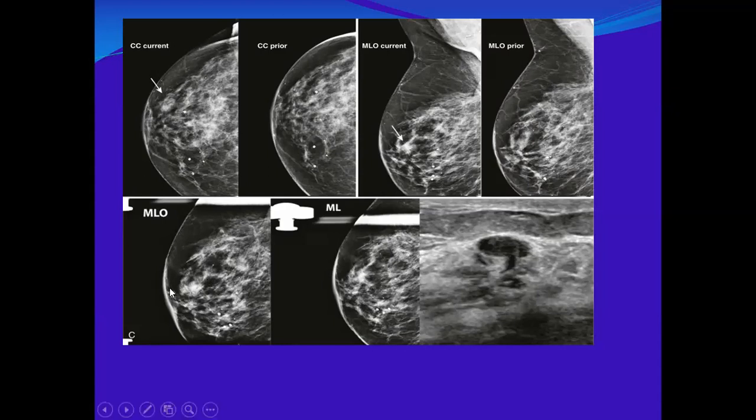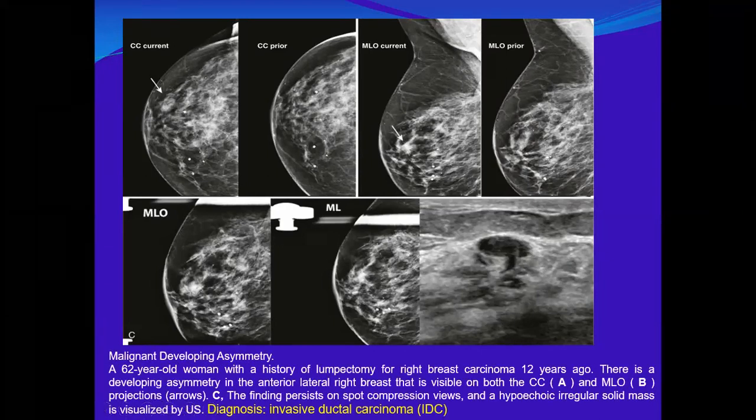Spot magnification views, these are spot magnification views, and this is spot magnification of the true lateral. Since it is the true lateral, it still persists, and on compression, sorry, not spot magnification, spot compression. The spot compression view is still persisting, and in the compression view of the true lateral it is still persisting. That means it is real, not a superimposition, not a summation of shadows. Ultrasound demonstrated an irregular mass, and it was invasive ductal carcinoma without any other associated findings. This is early cancer.